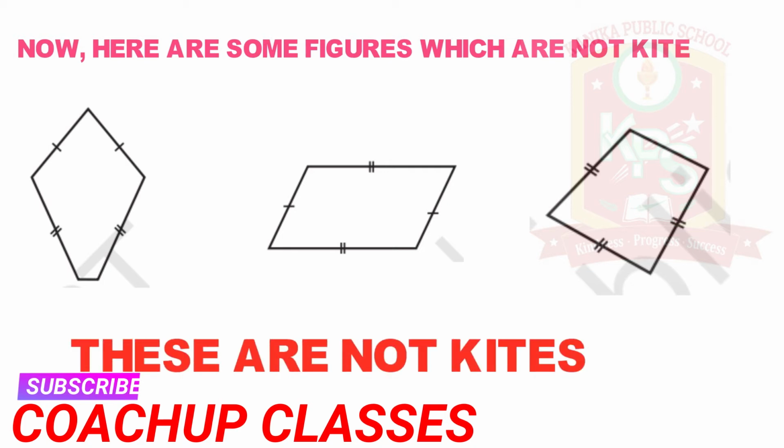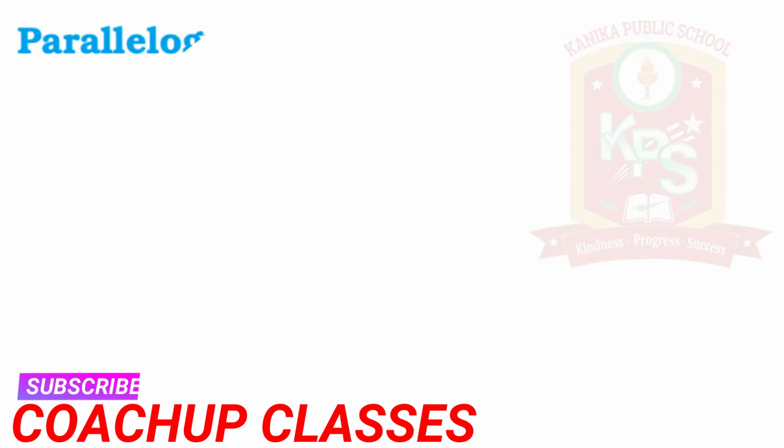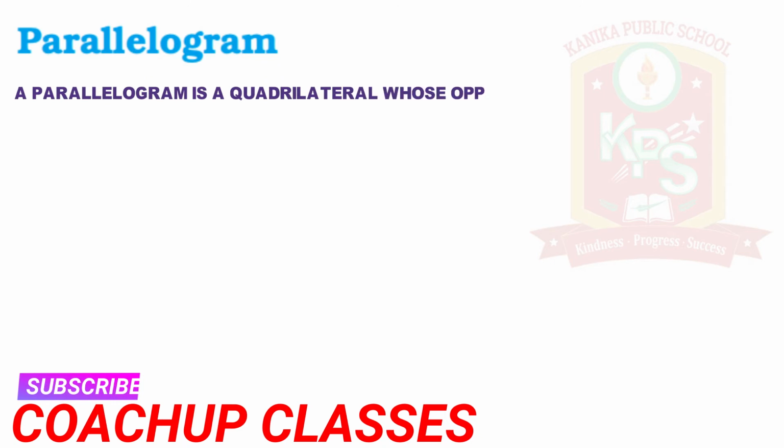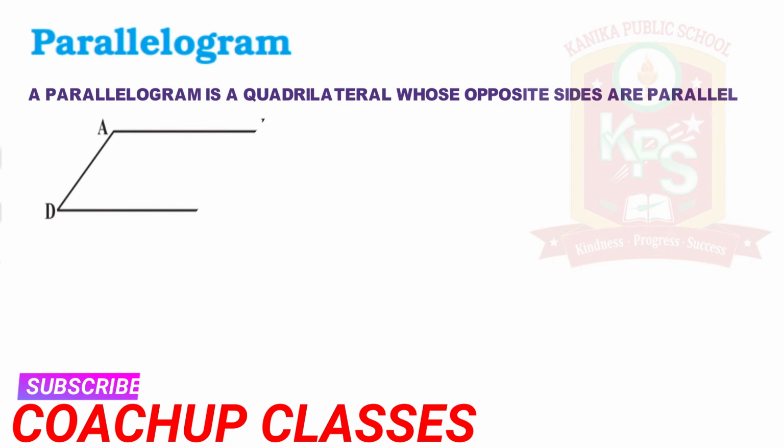Now coming to our next quadrilateral, that is the parallelogram. A parallelogram is a quadrilateral whose opposite sides are parallel. So a simple definition: a quadrilateral whose opposite sides are parallel will be a parallelogram. So as you can see in this figure, ABCD is a parallelogram.